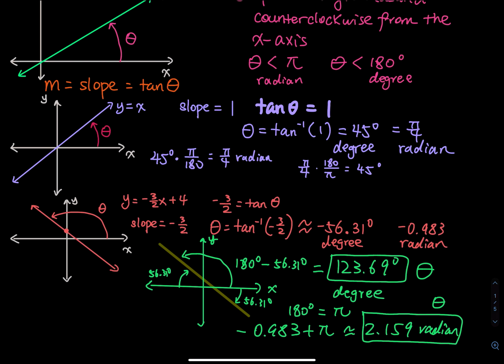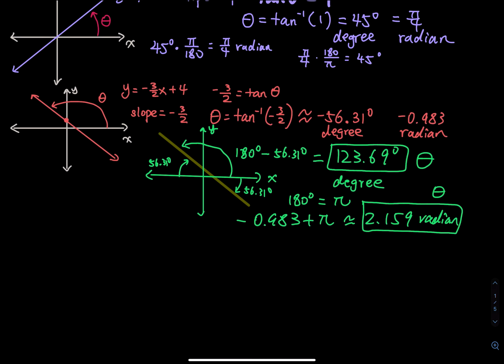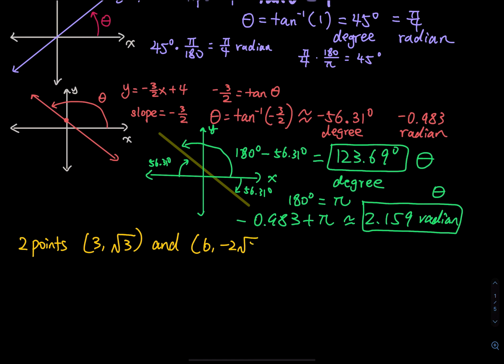So moving on to the third problem, let's do something else. Instead of giving you a picture, how about this? We give you a point. So we have 2 points. The first point is 3 comma square root of 3, and the second point is 6 comma negative 2 square root of 3. So we have 2 points, and then what is the slope?